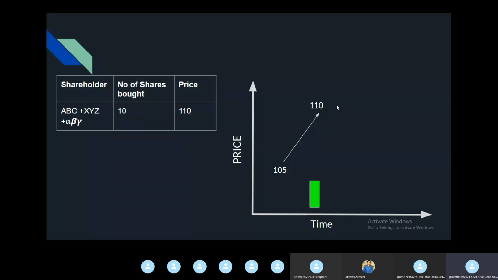Now what happened next? You see the volume increased. Before we were trading with 3 shares. This time they are trading with 10 shares in a particular day. The volume increased. What happened next?